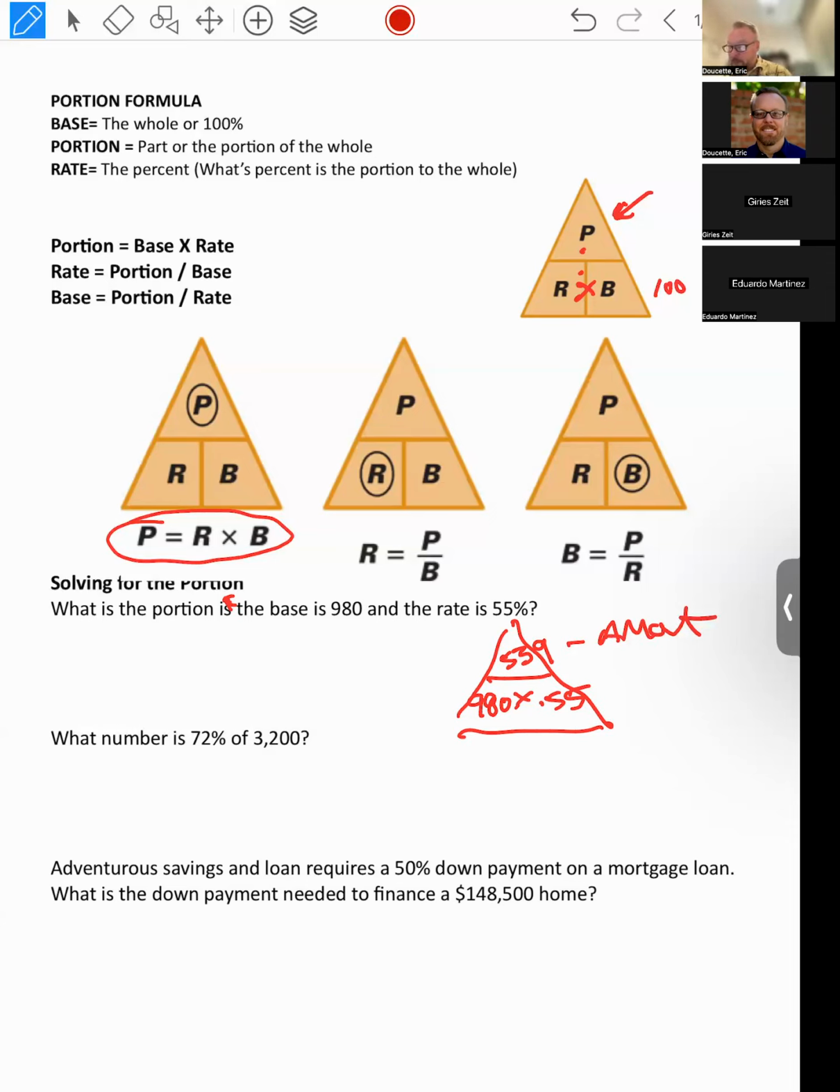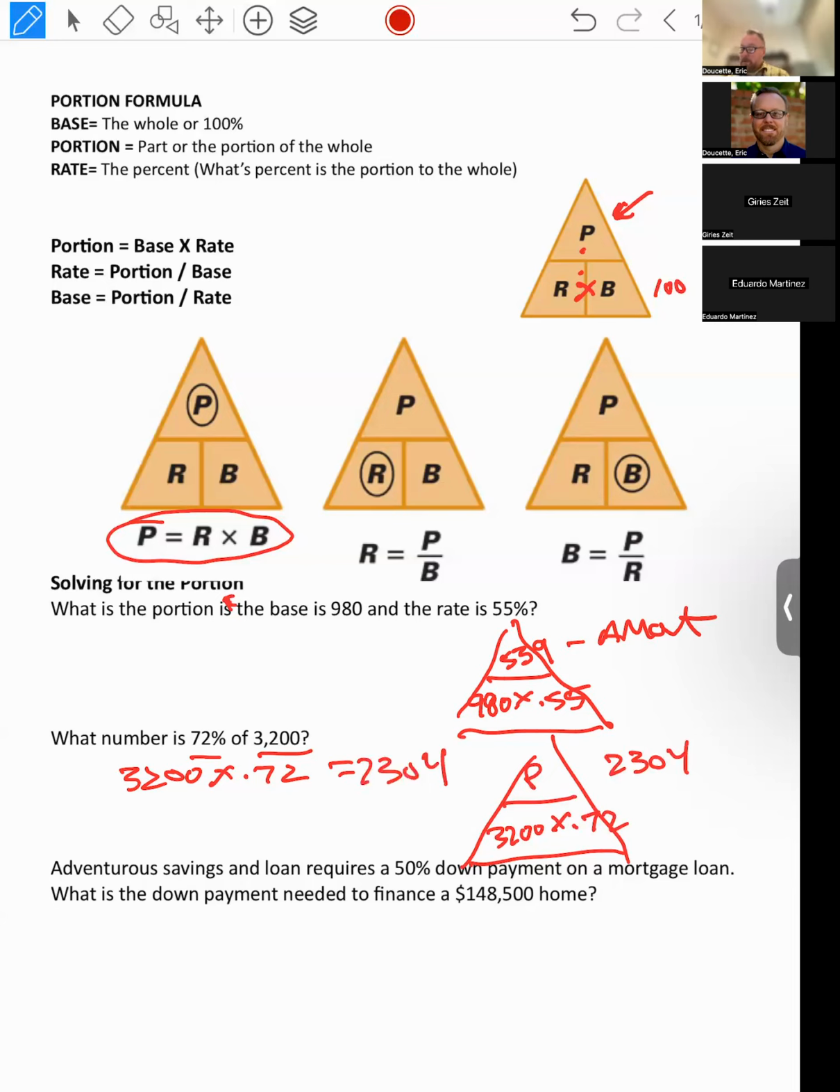Looking at the second problem, again, we have what number is 72% of 320. We could just do it this way, 320 times 0.72, and that would give us our answer. But I want to get you used to using the formula, 320 times 0.72 will give us our portion. In this case, that comes out to 230.4. When we start dealing with word problems that are looking for the portion, the discount amount or the percentage amount, etc., we're going to be utilizing this formula.